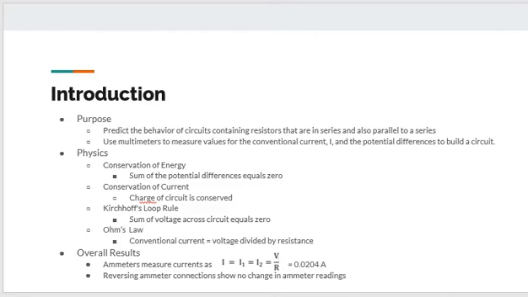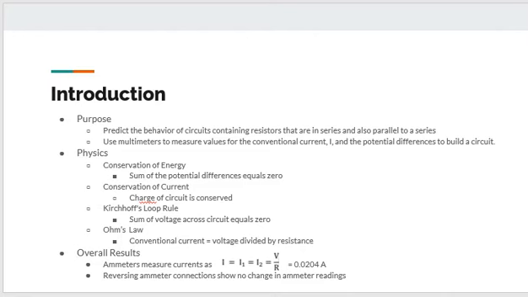The physics principles used in this lab are the conservation of energy and that the sum of the individual potential differences across a circuit sum to equal 0. The conservation of current principle is that the overall charge of a circuit is conserved. Also used in this lab are Kirchhoff's loop rule, which allows the voltages across a circuit to add up to 0, and Ohm's law, which states that conventional current equals voltage divided by resistance.